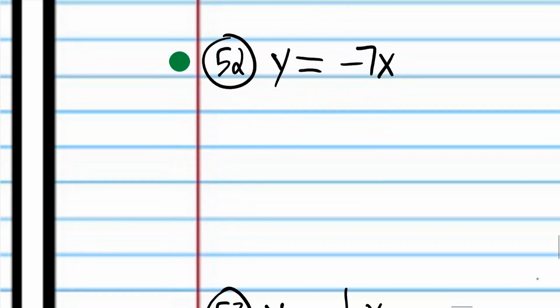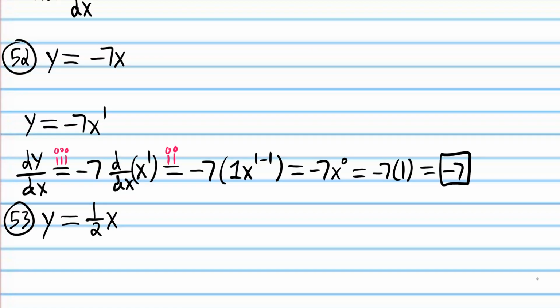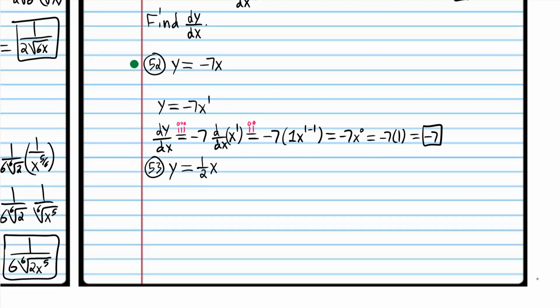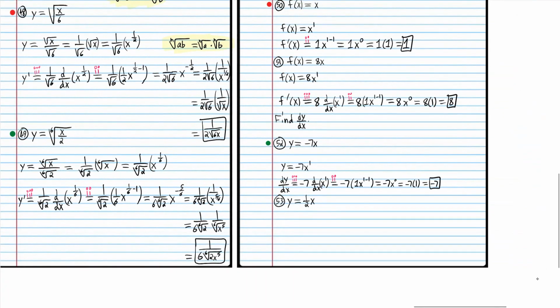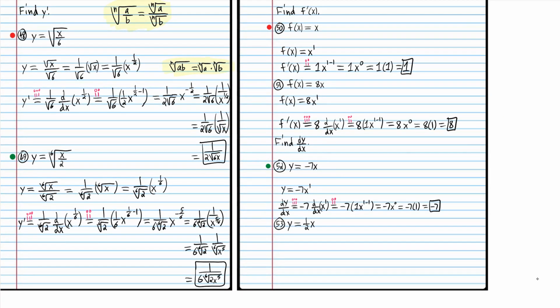All right, we're back. And we get -7. So the derivative of this function is -7. It's a constant. We're not taking the derivative of a constant. We're taking the derivative of a function, and the derivative just happens to be a constant. So try number 53. When you come back, we'll do it together.